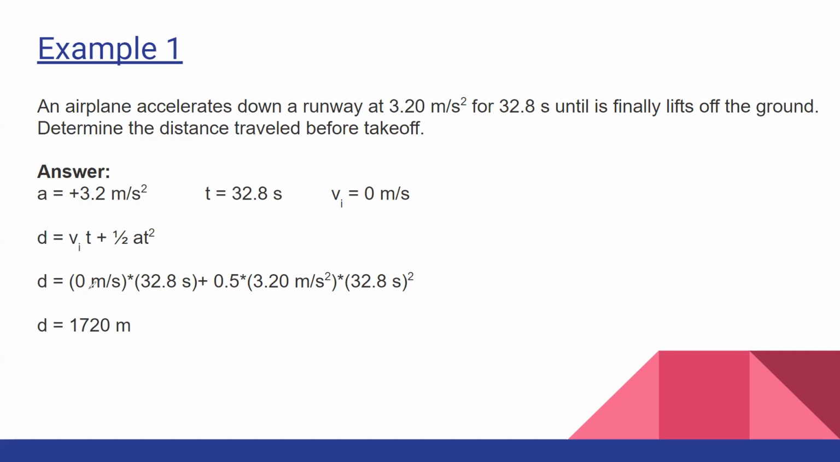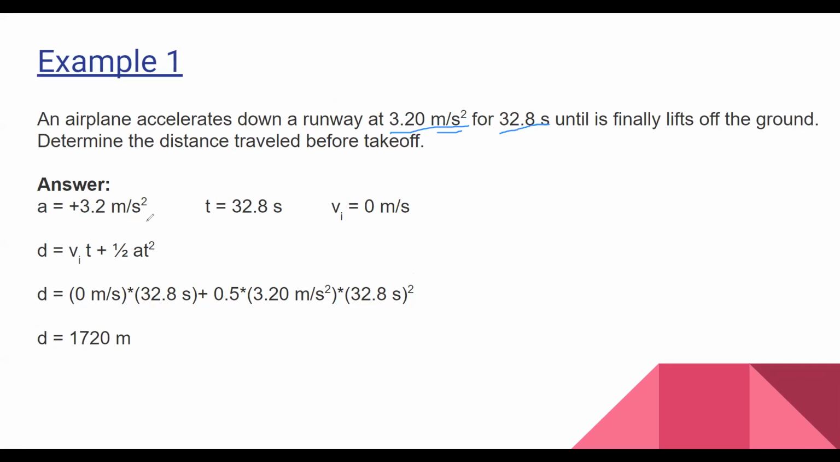We are given acceleration, since you can tell by the meters per second squared, and this is time. We know it just starts accelerating down the runway, so it starts from rest. If you recall an airplane taking off, it starts from rest and accelerates rapidly until it takes off the ground. So even though it's not explicitly stated, we can reasonably assume that the initial velocity is 0 meters per second. It starts from a standstill.